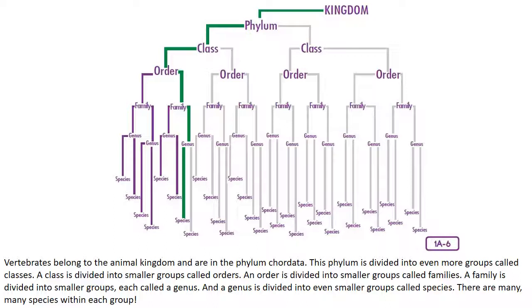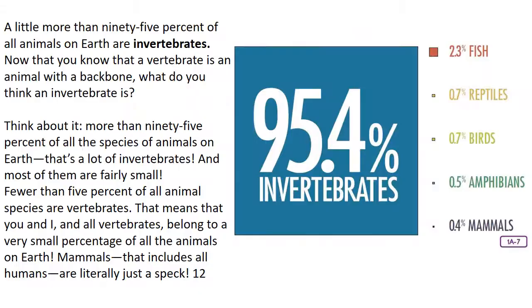Vertebrates belong to the animal kingdom and are in the phylum Chordata. This phylum is divided into even more groups called classes. A class is divided into smaller groups called orders. An order is divided into smaller groups called families. A family is divided into smaller groups, each called a genus. A genus is divided into even smaller groups called species. There are many, many species within each group.